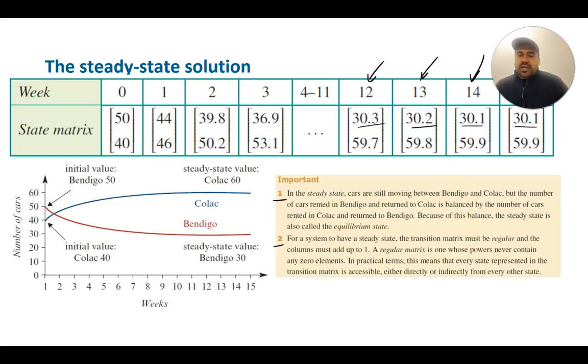In practical terms, this means that every state represented in the transition matrix is accessible either directly or indirectly from any other state. So there has to be a way for one car to go to another place or to its own place. And if this happens with different places, so maybe you might have 4 different stations, every single car place has to have access to the other 3, okay? And none of them can be represented with the 0. For that to happen, you will get an equilibrium or steady state.